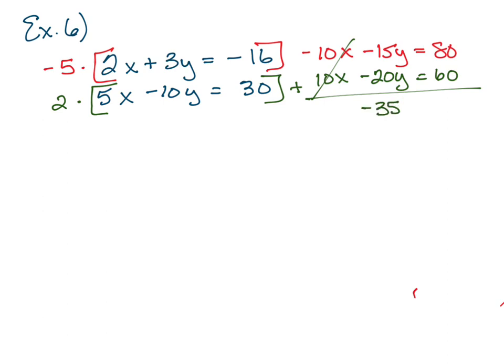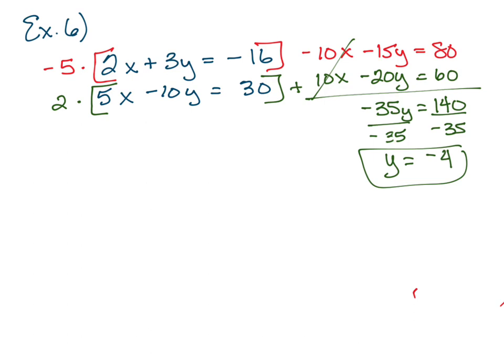Negative 35y equals 140. Y equals negative 4. Okay. Y equals negative 4. Plug into what, Katie? The first one, the original equation. You don't want to go into one that you multiplied. You want to plug into the original equation, just so that if you made a mistake, you're not plugging into something that you created.